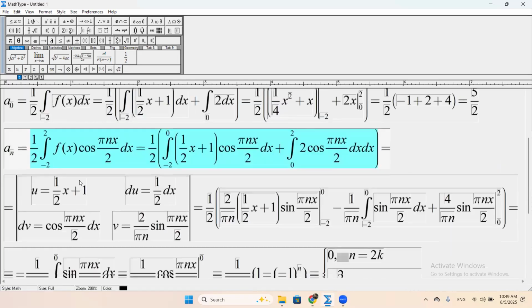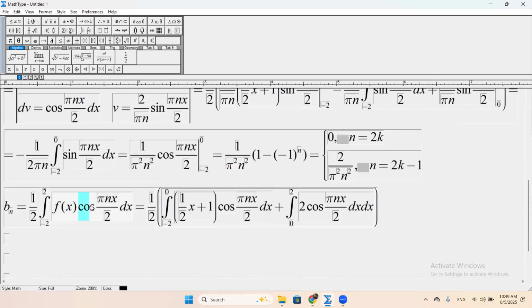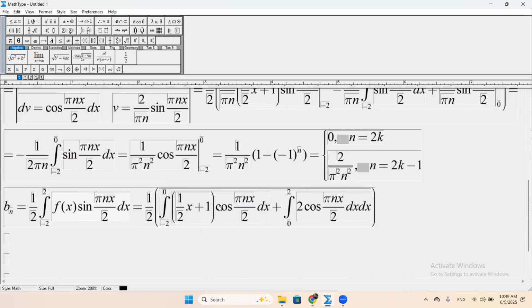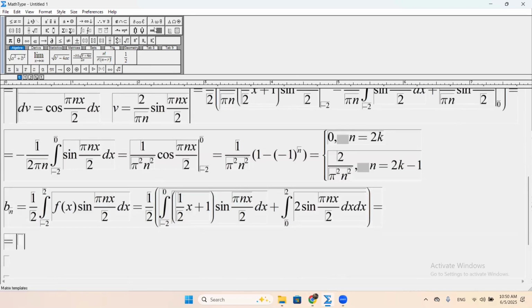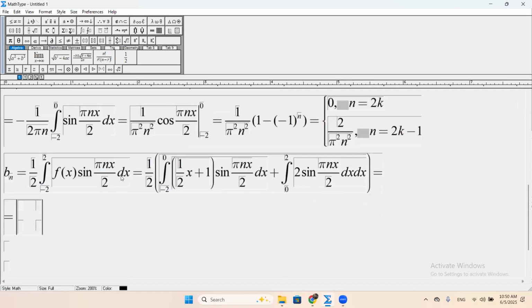Okay, I will replace cosine with the sine. And after that, we will calculate this integral by parts. So this integral will be calculated by parts, and this integral is a table integral. So u equals this expression, and du equals 1 over 2 dx.